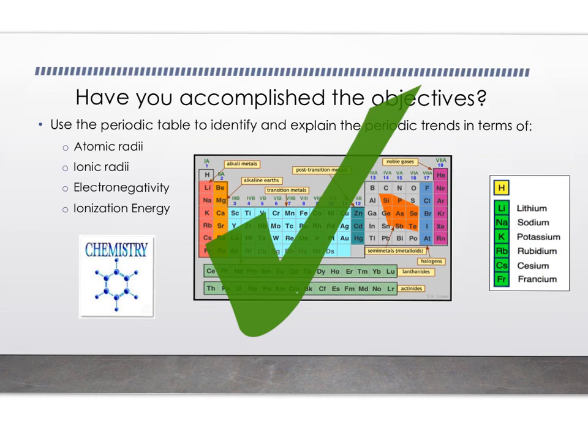Okay, so have you accomplished the objectives? Are you able to accurately use the periodic table to identify and explain the periodic trends in terms of atomic radius, ionic radius? Are you able to tell the difference between anions and cations, their radius in terms to the neutral atom? And are you able to identify the electronegativity trend and ionization energy trend? If you're not, or if you still have questions, I would rewatch this video or make notes of what to ask me in class whenever we go over this lecture.